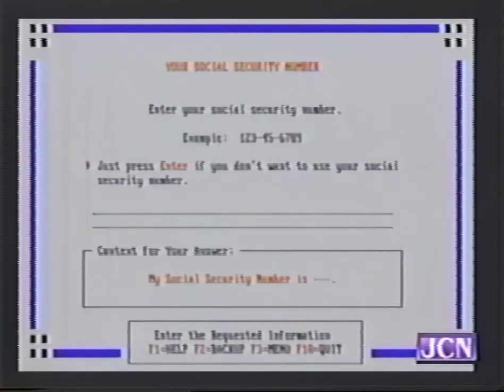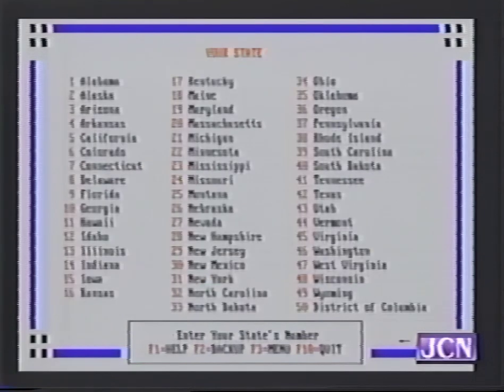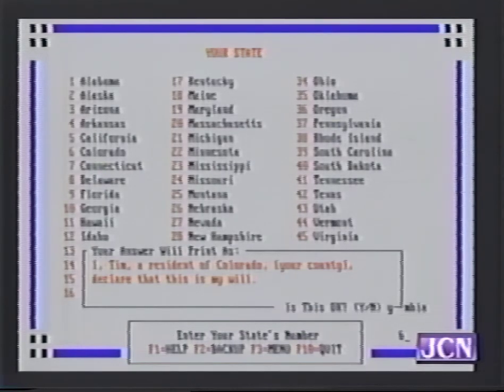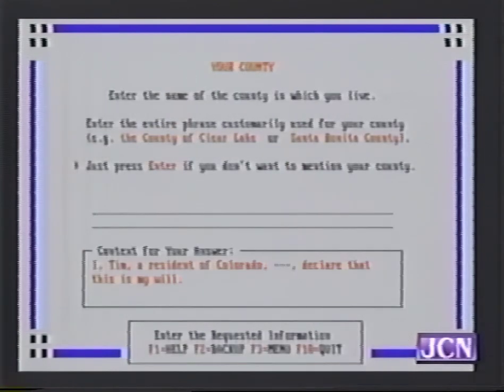Enter your first name first. Well, I'll just do first name only, Tim. And it says, is this okay? Well, it was with my parents. I guess it's okay with me. We're going to skip the Social Security number. That's not important. As to your state, go with Colorado. And is this okay? Yes, we'll go with that.